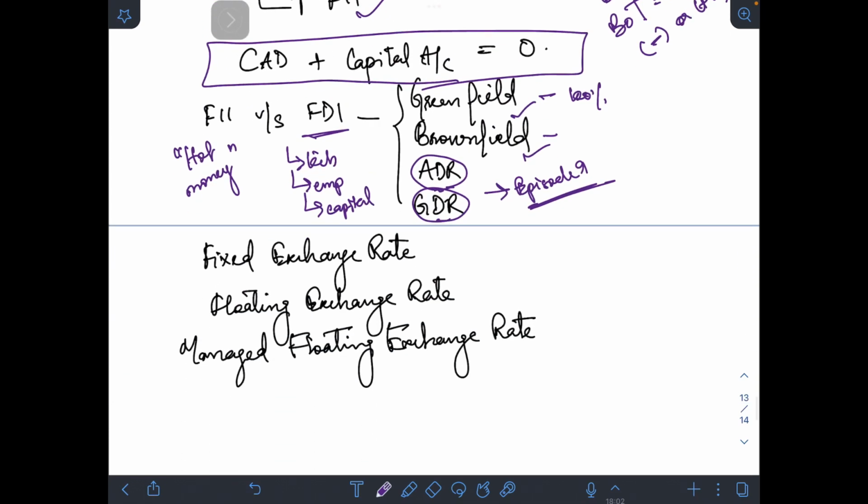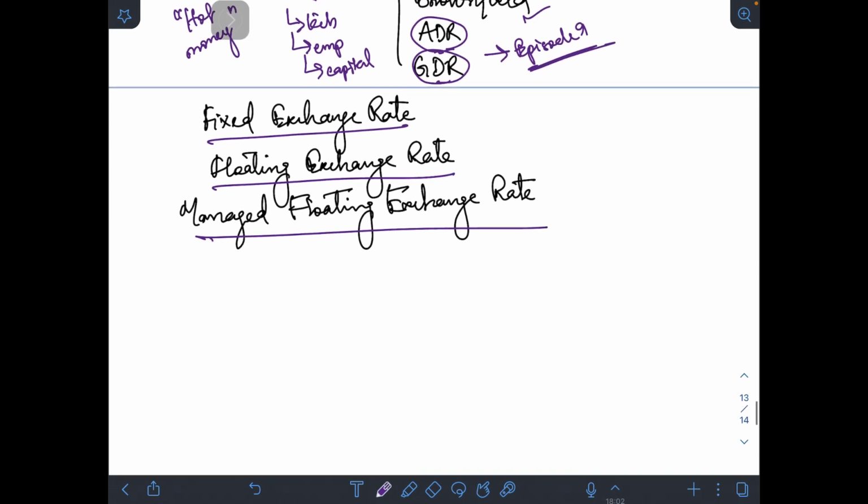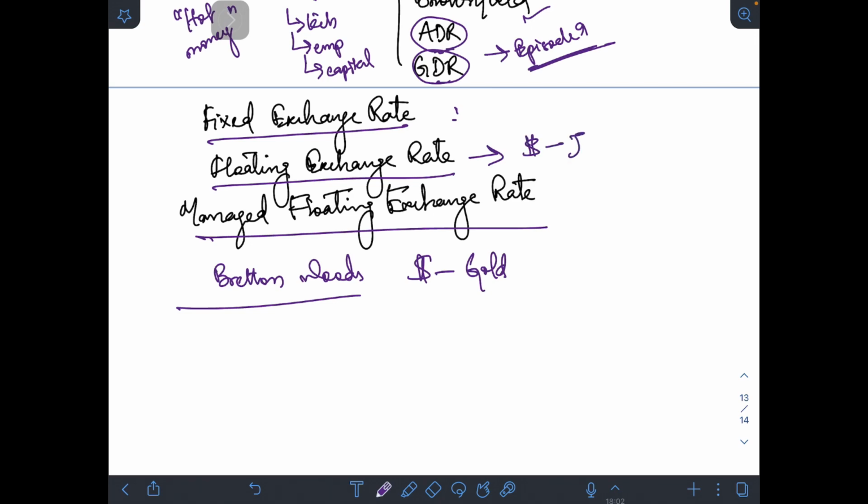All right. Before we wind up our class for today, let us try to understand fixed exchange rate, floating exchange rate, and managed floating exchange rate. The fixed exchange rate system was initially used under the Bretton Woods system, where the dollar's value was fixed with respect to gold. But that system we have done away with. A completely floating exchange rate system means the value between two currencies is determined by demand and supply, with no intervention from the government or RBI.